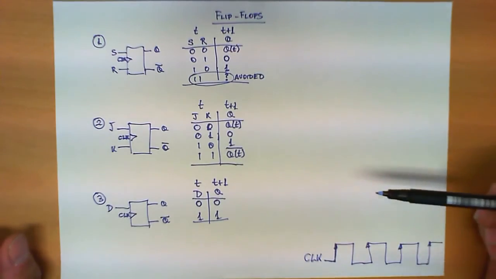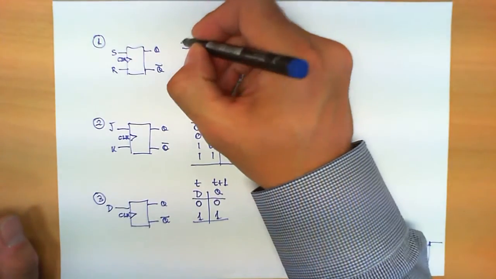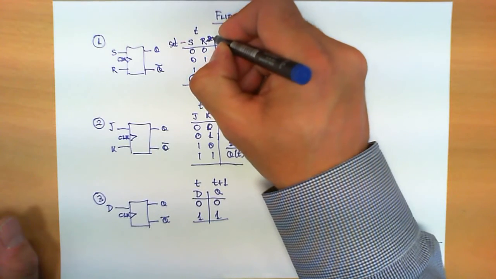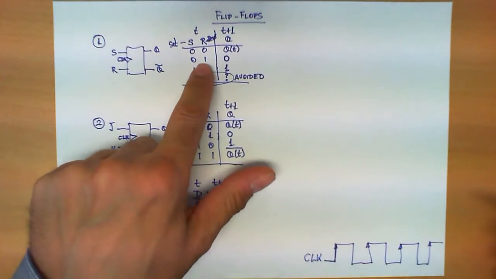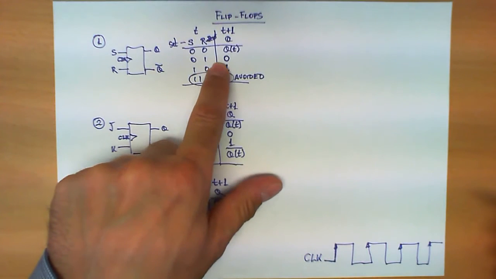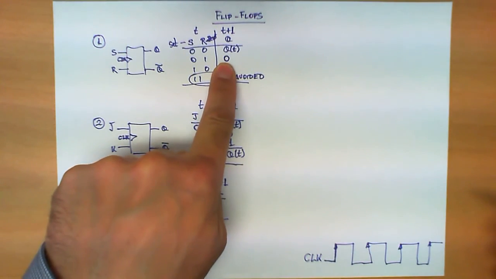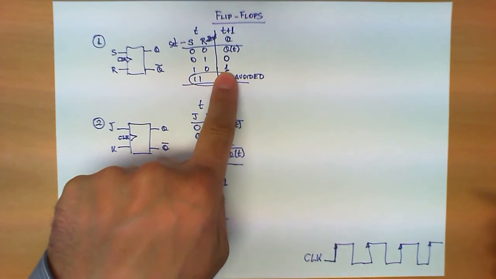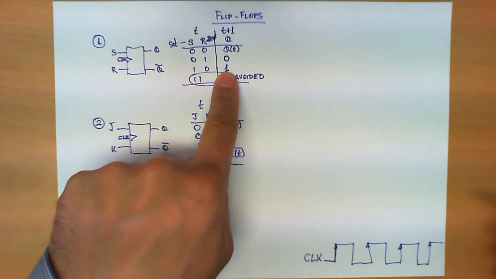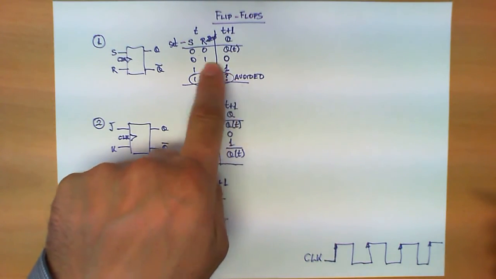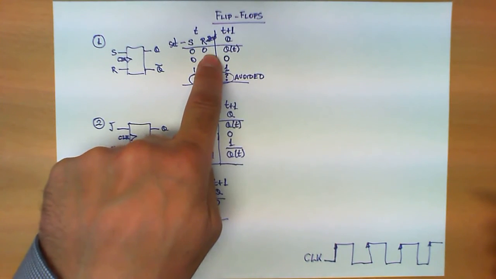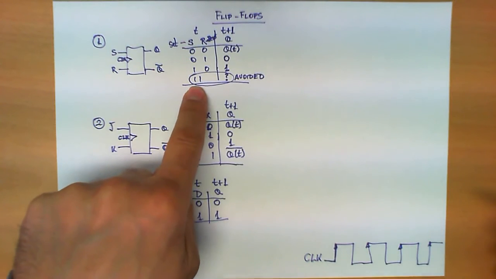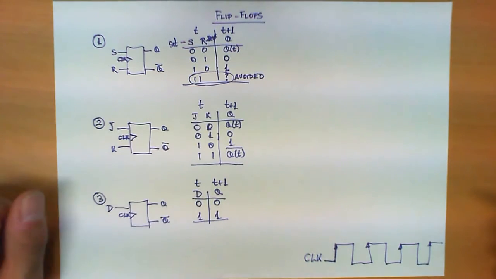This case is also easy to remember if you think of S as representing set and R as representing reset. Then as you can see, when R is 1, the flip-flop is resetting its value to 0. When S is 1, the flip-flop is setting its value to 1. 0, 0 means neither set nor reset. It means that it remains the same. And with the SR flip-flop, as we previously said, 1, 1 is to be avoided.